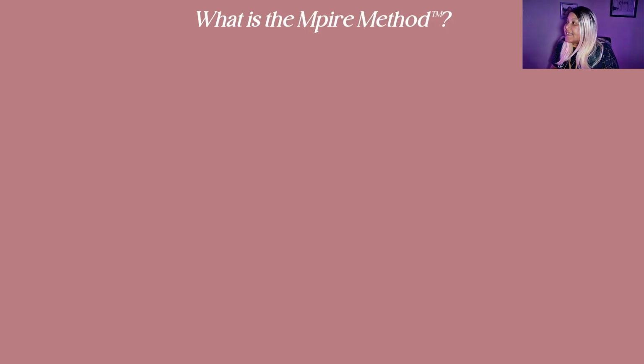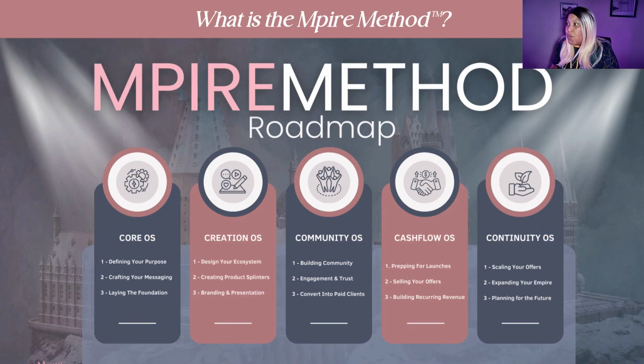So what is the Empire Method? Well, the Empire Method is my roadmap to building out a digital product empire. It takes a very systematic approach. Right now, we are in the Core OS, the core operating system, and this is where we're just setting the foundation of your business. We're understanding the core digital product, we're getting that together, and we're identifying our audience. By the end of Core, you should be having leads. That's how action-based Core is.